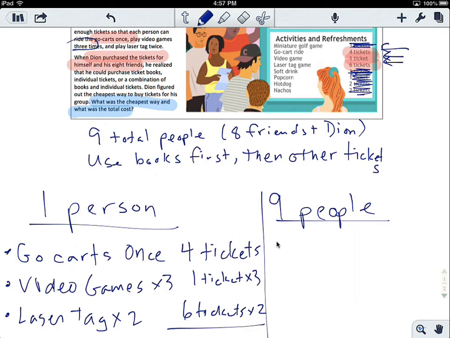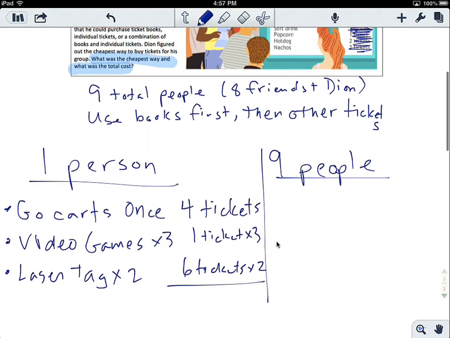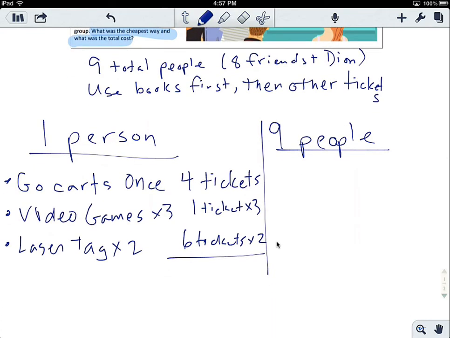Okay, so if we're adding this all up, 6 tickets times 2 would be 12. And then 3 video games would be 3. And then the 4, so I'm looking at 12 plus 3 plus 4. And if my addition serves me well, I hope that's 19. Is that what you got? Yeah.